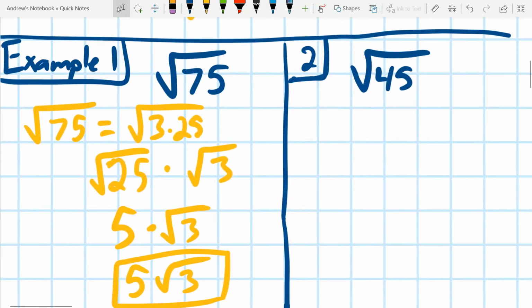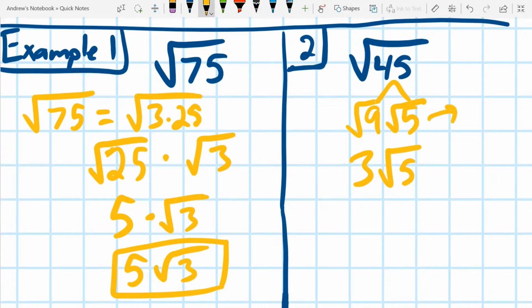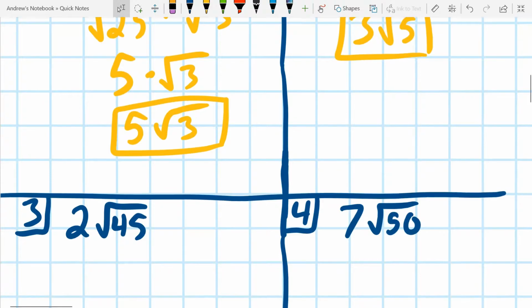Okay, so let's look at another example. Number 2, this is another one that has a 5 on it. If we think about the factors of 45, that would be like 9 and 5. Then we could square root 9 and square root 5, but the square root of 9 comes out nice, and the square root of 5 comes out as an ugly decimal. So for our answer, we square root the part we can and leave the part that we can't. And we do this using factor pairs. I went through those very quickly, so let's look at another couple of examples.